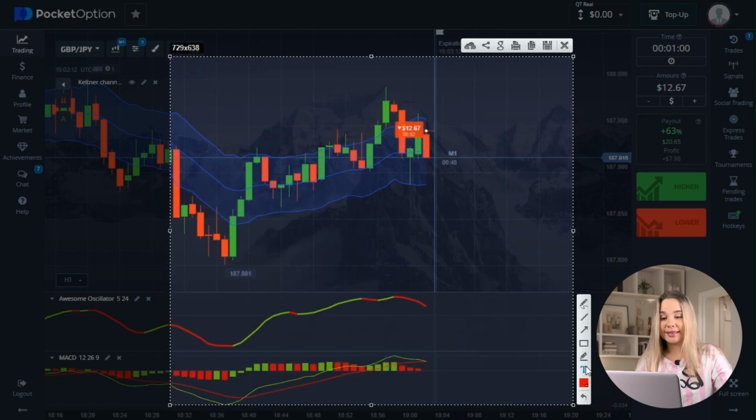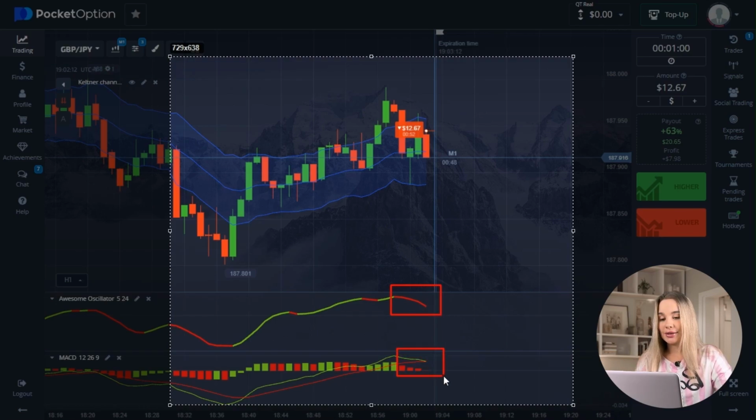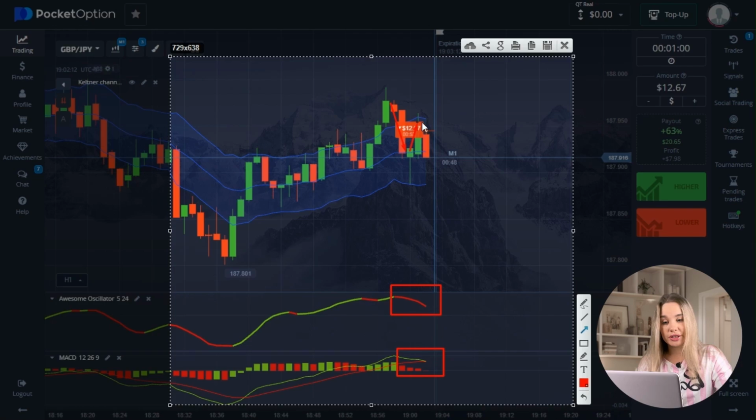Right now, our indicators are showing clear signals for a decrease. The awesome oscillator is turning and its line has turned red. The green line on the MACD is crossing the red one from above and red columns are appearing. What's happening with the chart, guys? So it started to decrease, then bounced off the Keltner channel's middle line, and you can call it a correction. Doesn't matter how you call it actually.